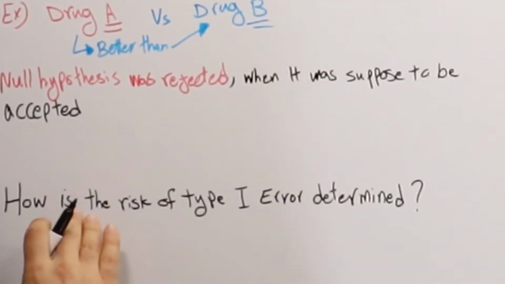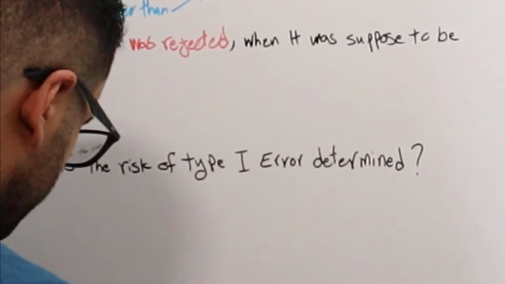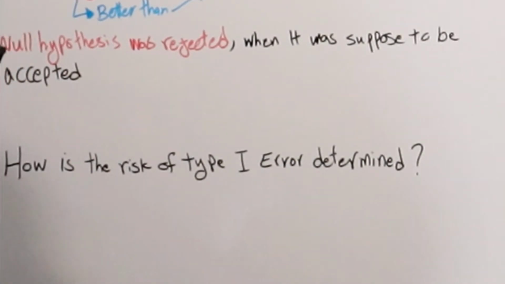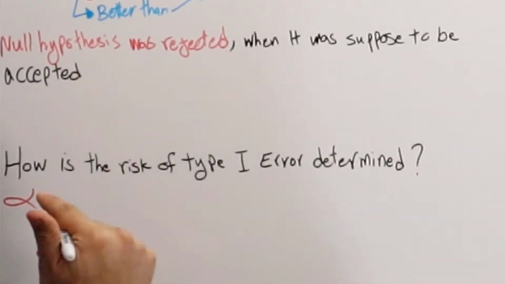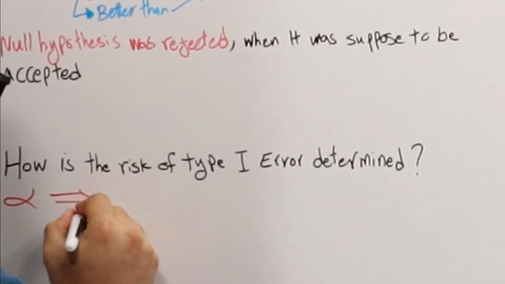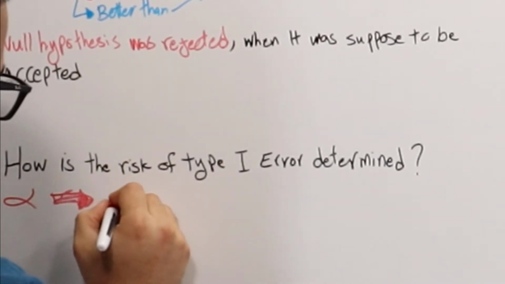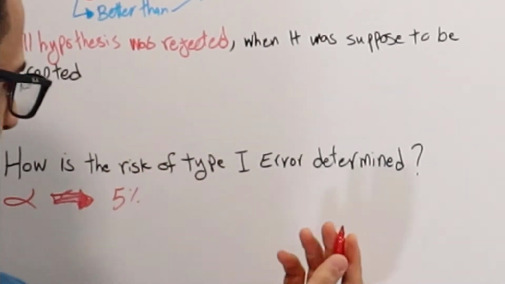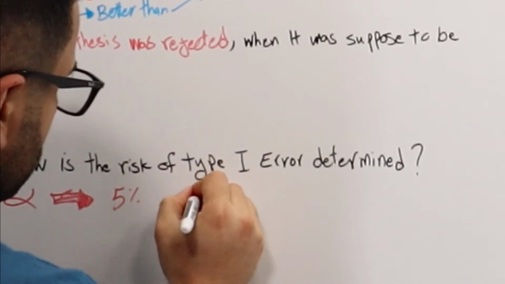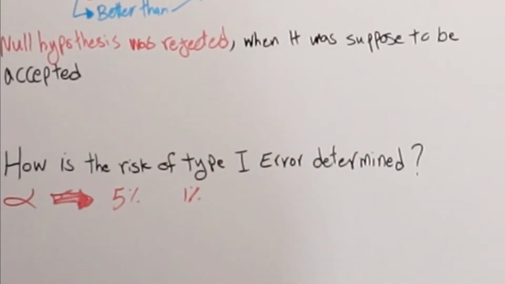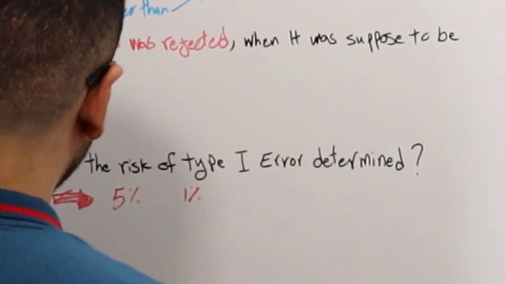Now, how is the risk for type 1 error determined? It's basically determined by alpha. In the previous lecture, I said that alpha is determined by the researcher. We most of the time see 5%, and sometimes 1% is used. There are some conditions, and I'm going to go over what these conditions are.